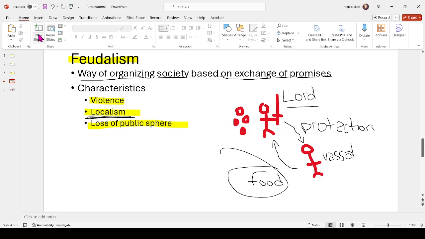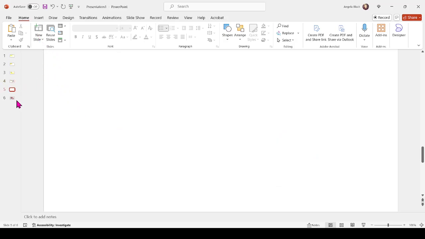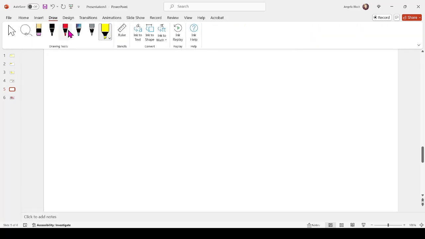Okay. Let me add another slide so I can illustrate what I mean by the public sphere. Let's say this is you. Presumably, you have a house or an apartment or something where you can go. And the apartment or the house is yours or a family member's, but it's private. It is a private property.